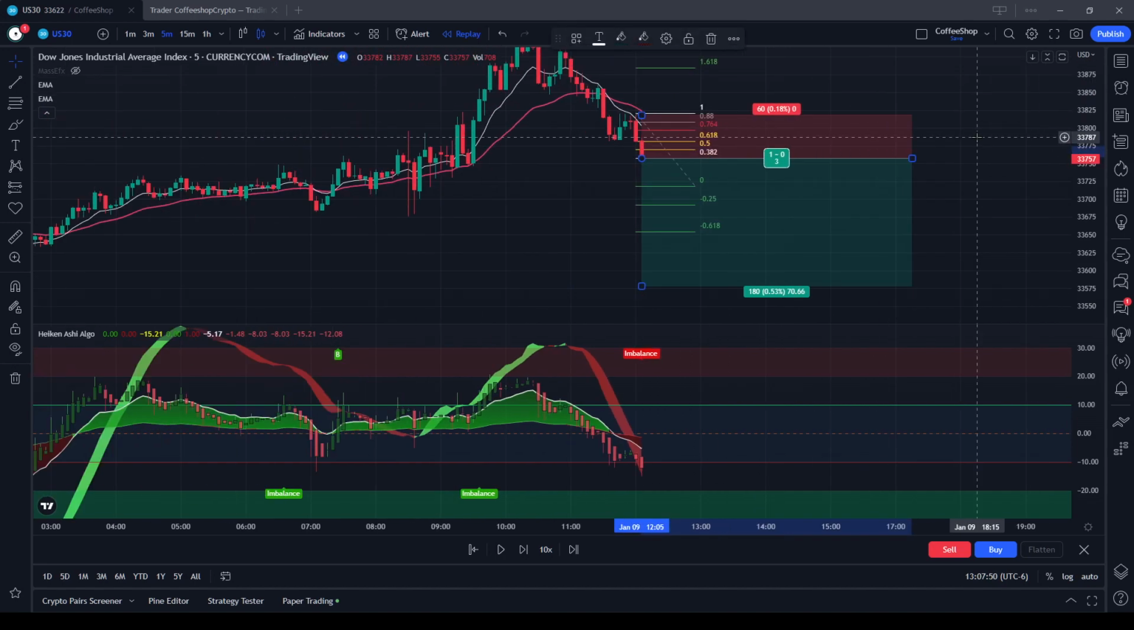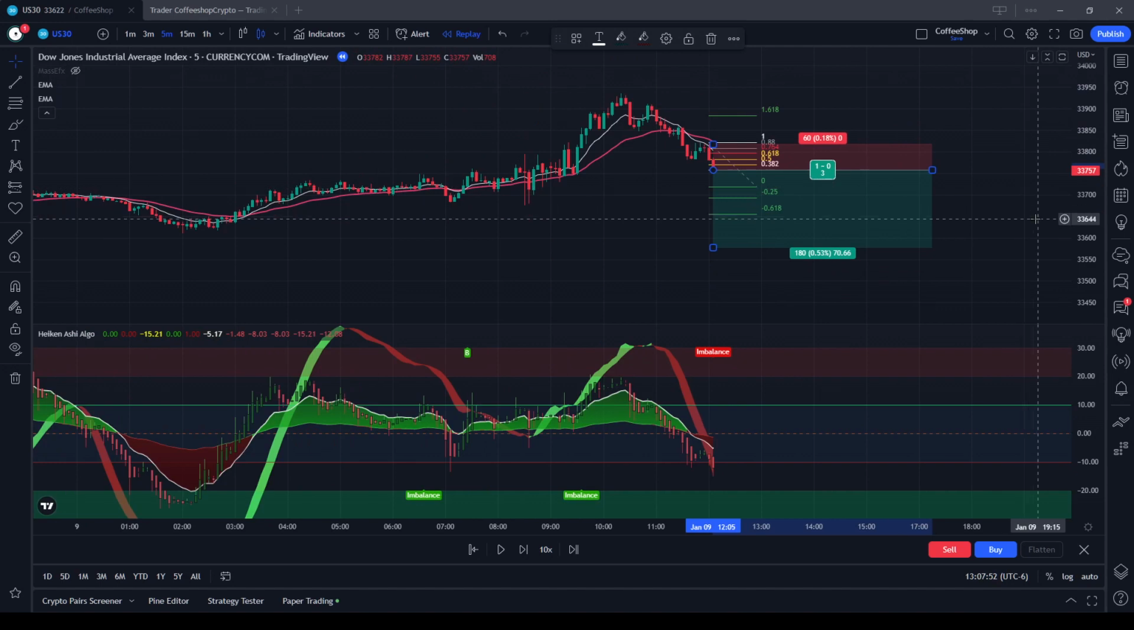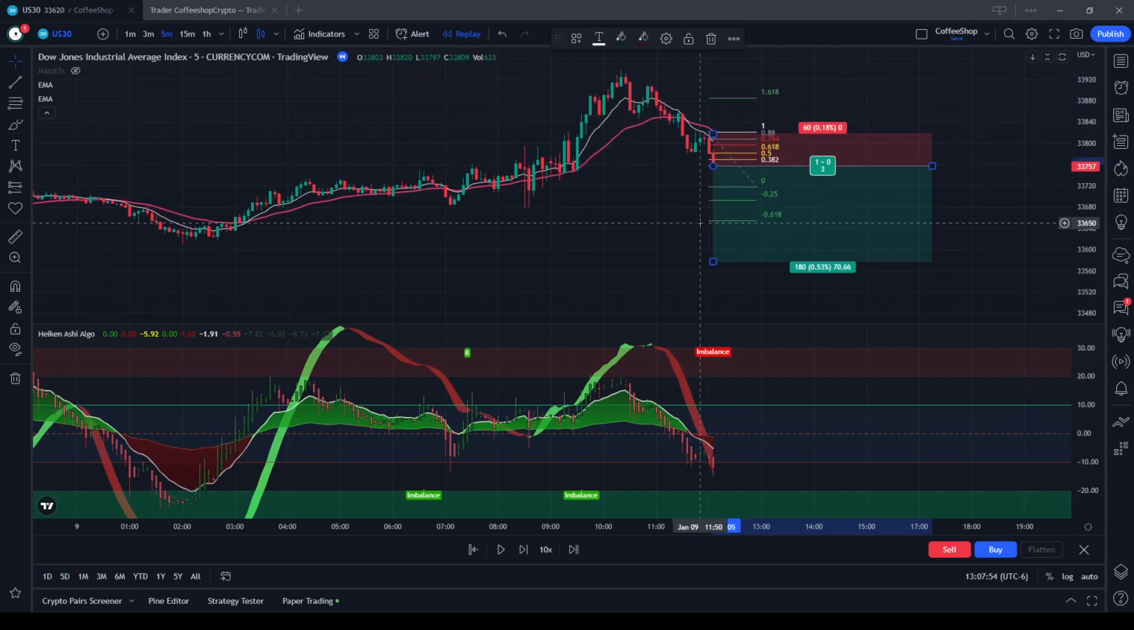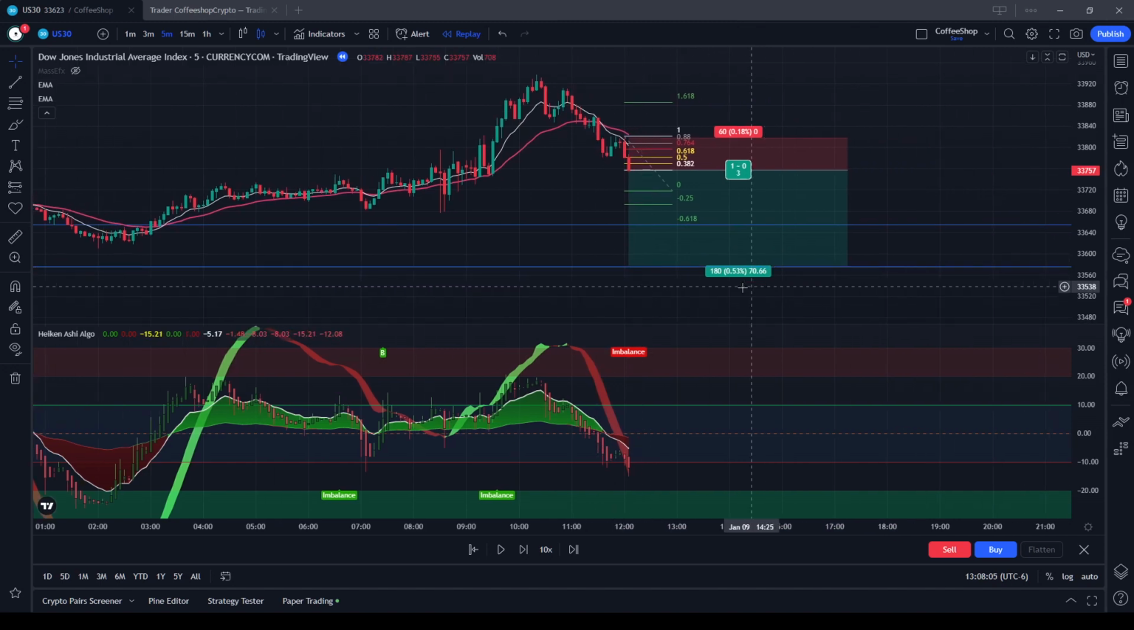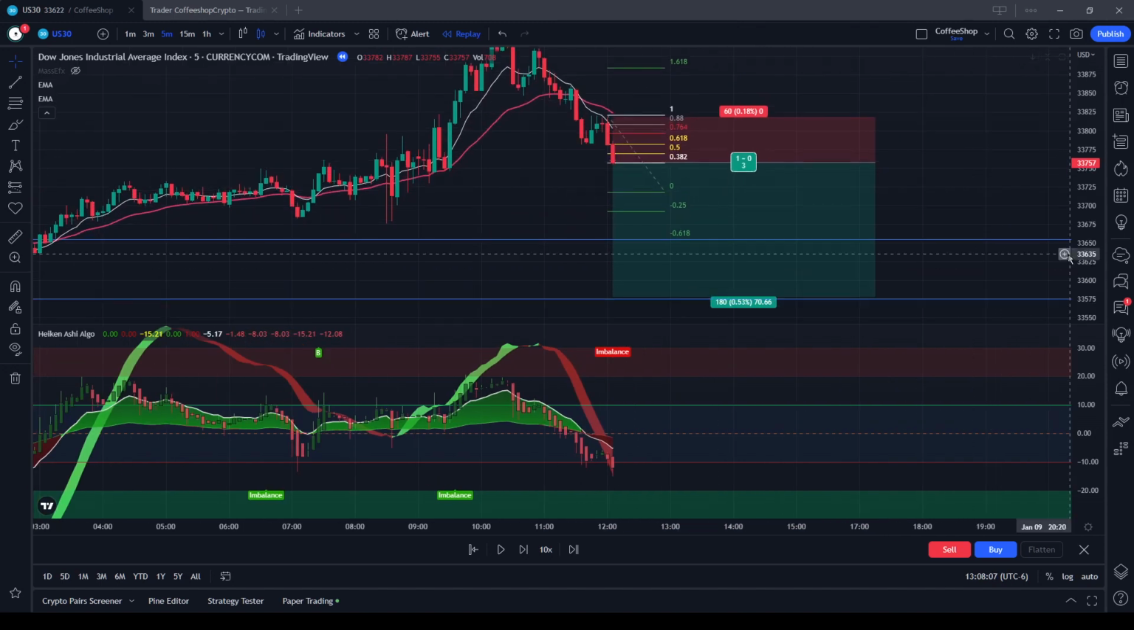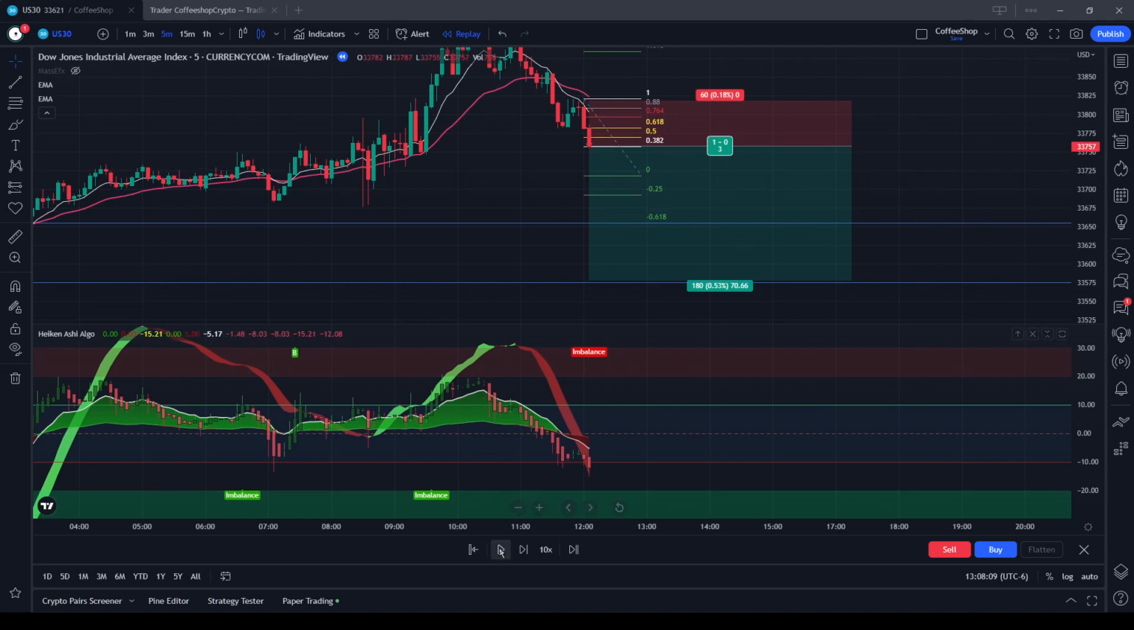Just to be safe. Now, go here. Let's watch this take place. Now, this would have been a good level to get out. Again, that's an extreme. This is using proper risk management. This is using no risk management. This is just really trying to go to an extreme. And let's watch how this price plays out.